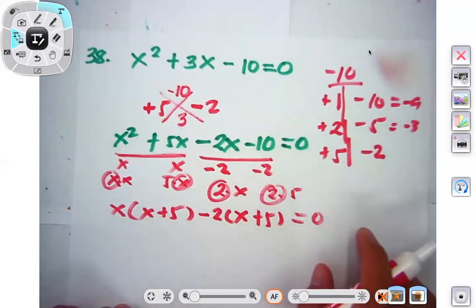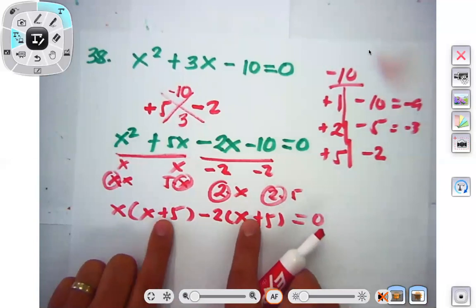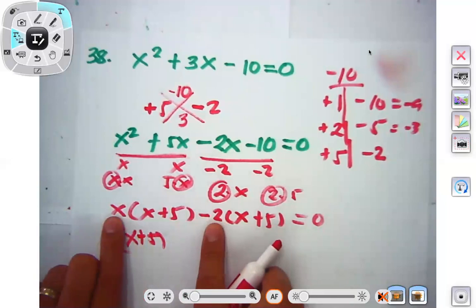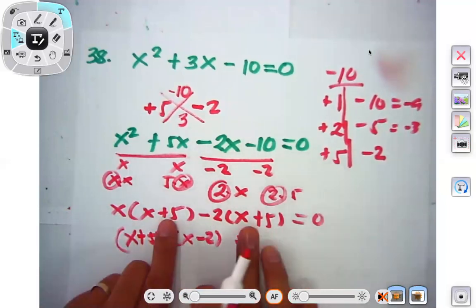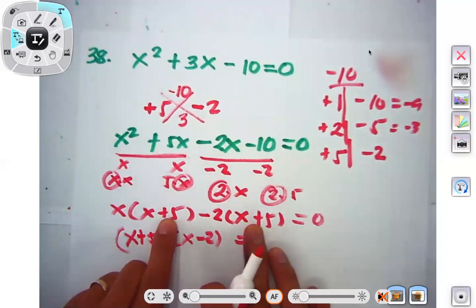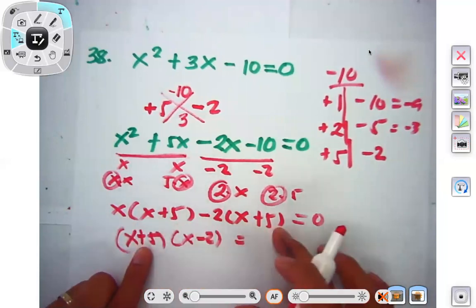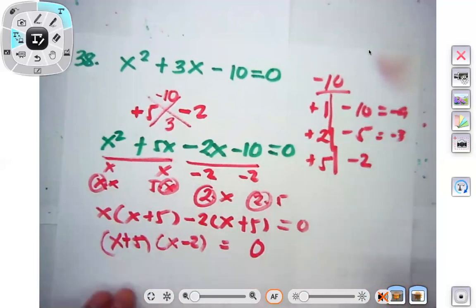Okay? And now what are your factors? The first one is x plus 5, and this one is x minus 2. That is done by factoring out your common binomial factor, x plus 5. So we have it here. And the other factor, done by dividing your polynomial here by x plus 5, is x minus 2. And that's equal to 0.